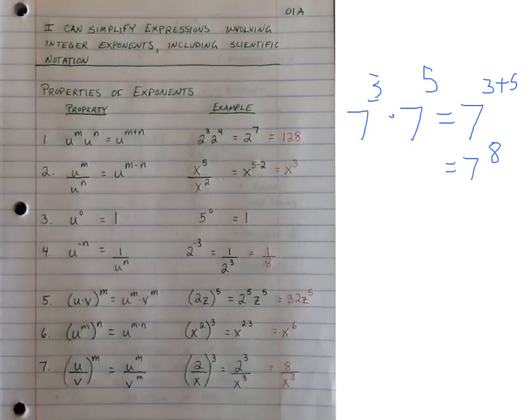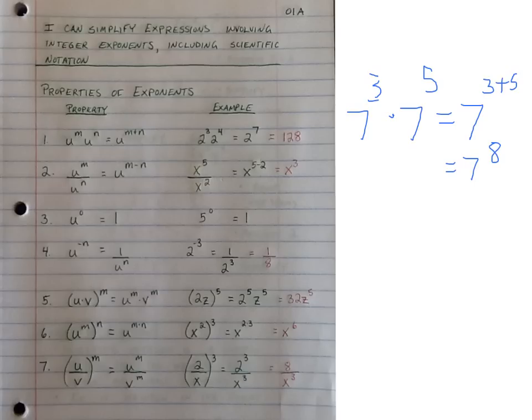Property number 2 is of a similar scenario, however we are dividing. So if we have u to the m over u to the n, that is the same thing as u to the m minus n. And I've shown an example here, x to the 5th divided by x squared. We can simplify to x to the 5 minus 2, which is x to the 3rd.